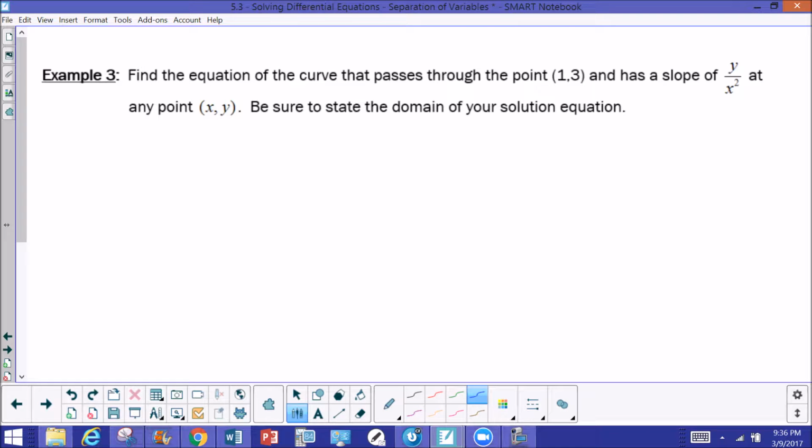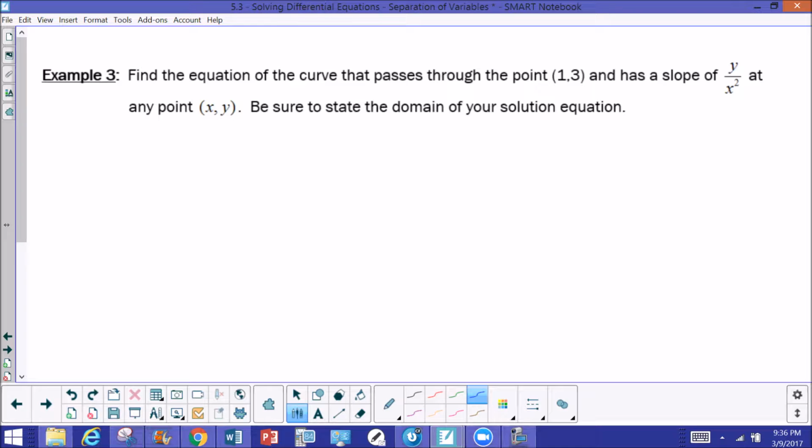We've got another example talking about differential equations. We're going to solve one here that's really not a very complicated one to solve, but it has a little bit of a disguise at the beginning of it, and sometimes it can throw students for a loop. Example 3 says: find the equation of the curve that passes through the point (1, 3) and has a slope of y over x squared at any point (x, y). Be sure to state the domain of your solution equation.